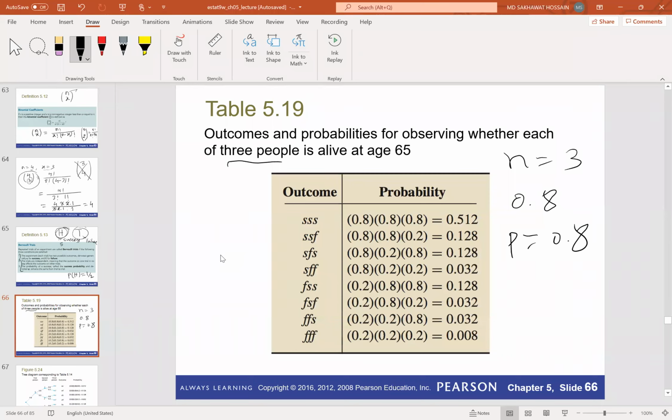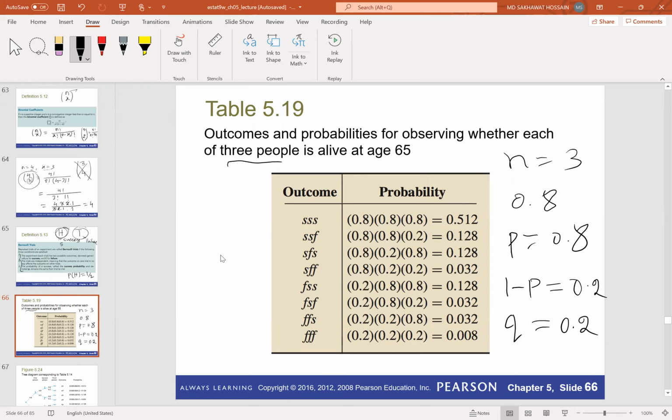So what is the probability of failure? Total probability is 1. So there are only two outcomes. Either the person is alive or the person is dead, right? So that's why we have only two possible outcomes. The probability of success is 0.8, so the probability of failure is 1 minus p, because total probability is 1. So that is 0.2. We also denote the failure probability as q. So q is here 0.2. So p is the probability of success and q is the probability of failure.